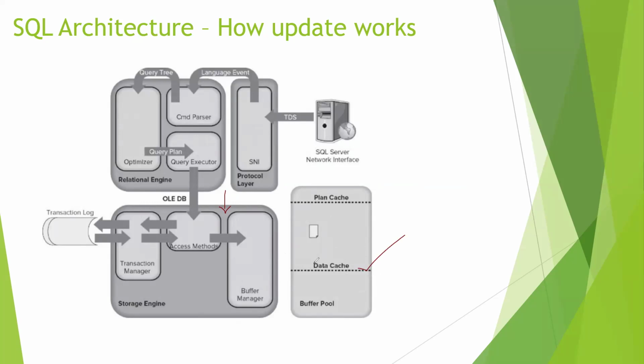Suppose the data cache doesn't have enough pages to satisfy the query. Then the buffer manager will connect to the data file and request the page to process. The page will be pulled by the buffer manager and kept in memory. That is your data cache. Once the page is available in the data cache, the operations will be performed. So that is the select.